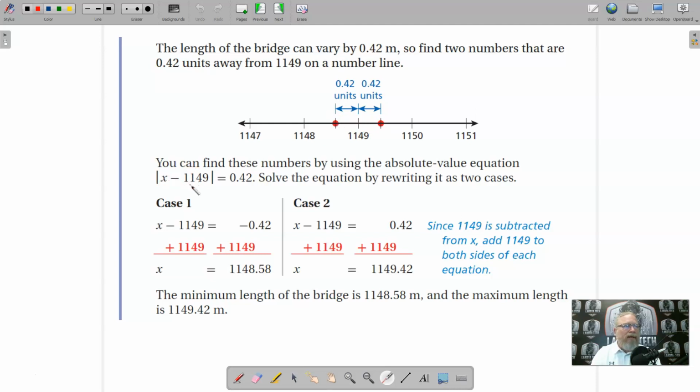And we'll go ahead and use subtraction. So solve the equation by rewriting it as two cases. Well, we already have the absolute value portion of the equation isolated on the left, and nothing being added to it. It's not being multiplied by anything or divided by anything. So we can go ahead and set up our case 1 and case 2.